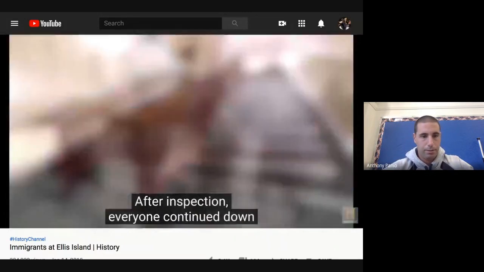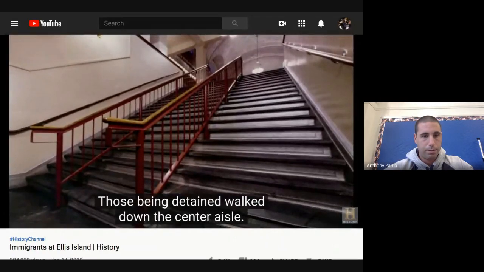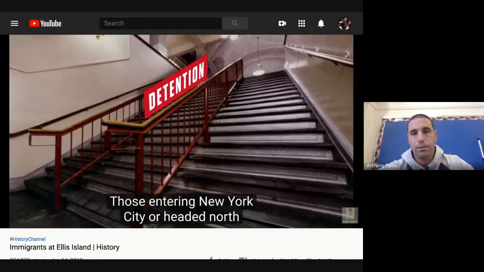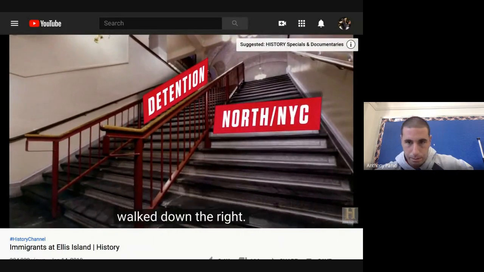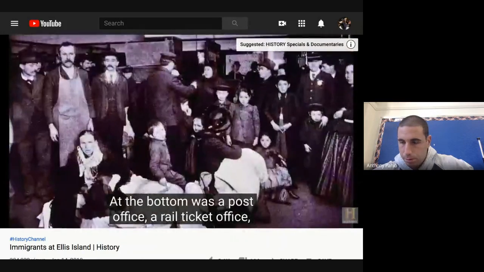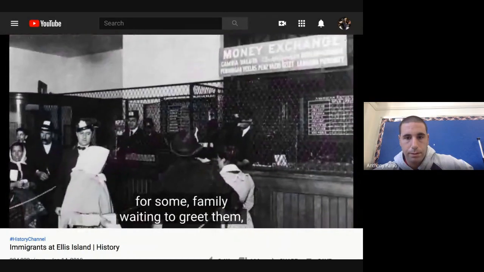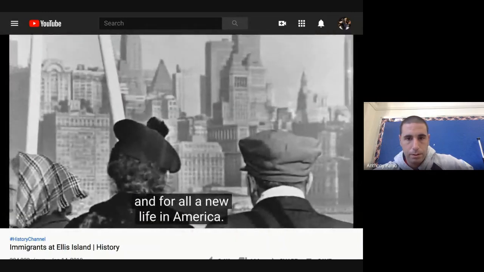After inspection, everyone continued down a staircase with 3 aisles. Those being detained walked down the center aisle, those entering New York City or headed north walked down the left, and those traveling west or south walked down the right. At the bottom was a post office, a rail ticket office, and a place to change money. For some, family waiting to greet them, and for all, a new life in America.